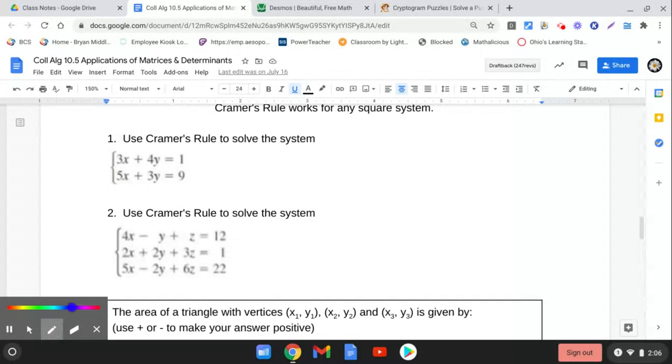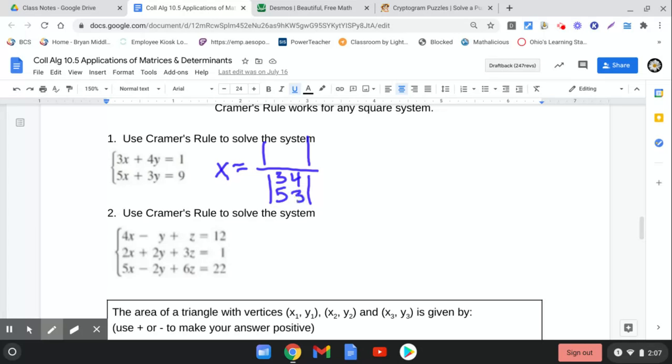So first, to find x, in the denominator, we're going to take the coefficient matrix, okay? So just 3, 4, 5, 3. And we're going to find the determinant of that, which we'll do in a minute. And then on top, we're going to replace the x column. So we're going to leave the y column alone, 4, 3, but we're going to replace the x column with these answers, 1, 9. Okay, so now we're going to take the determinant of this top.